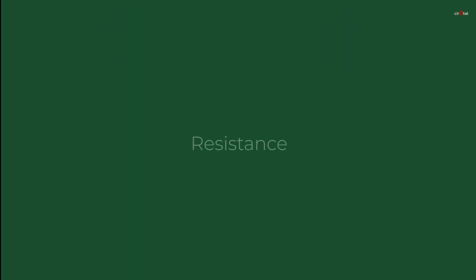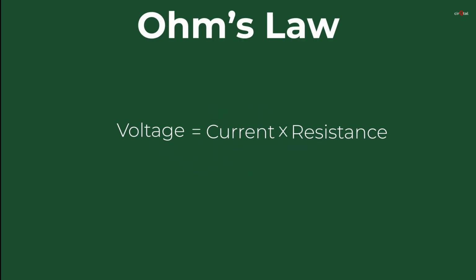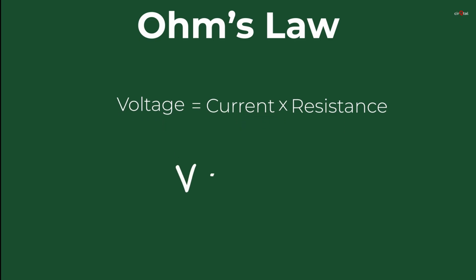Now that we know what resistance is, there is one simple rule that tells us how current, voltage and resistance are connected. It's called Ohm's law. It says voltage equals current multiplied by resistance. Or in short, V = I × R.